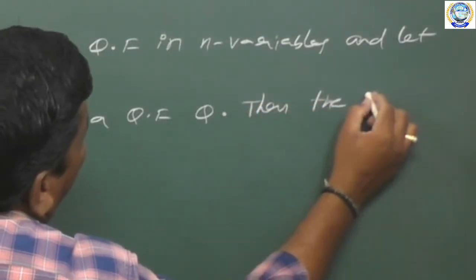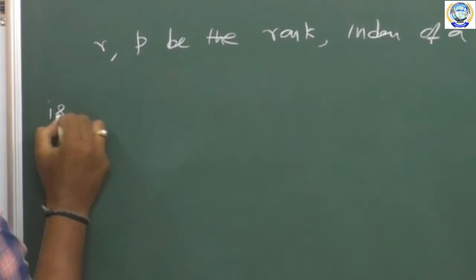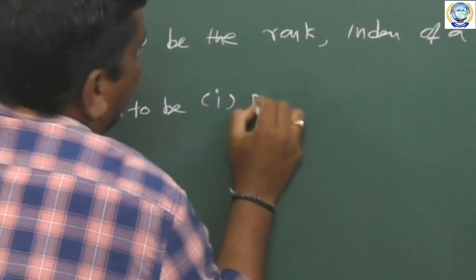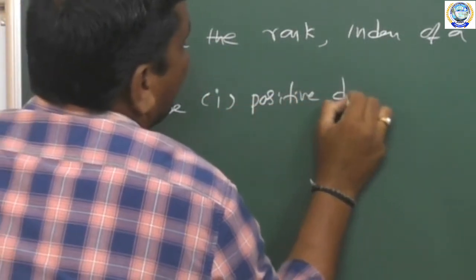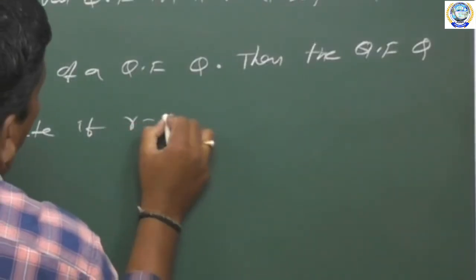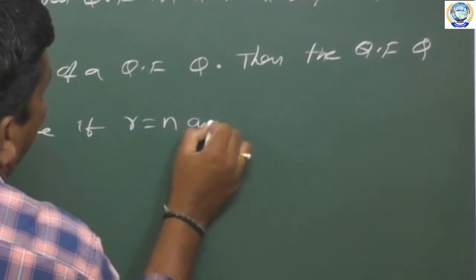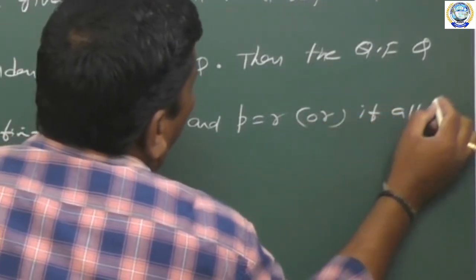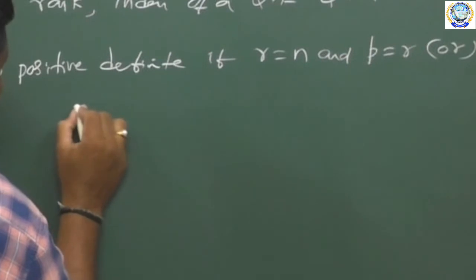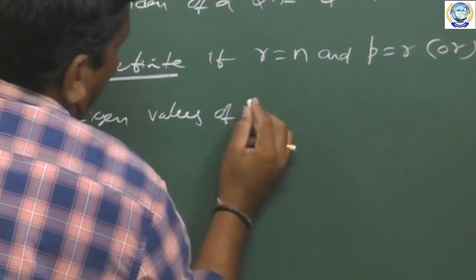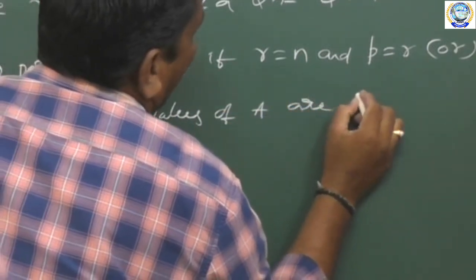Then the given quadratic form Q is said to be, first one, positive definite if r equal to n and p is equal to r, or if all the eigenvalues of capital A are positive.